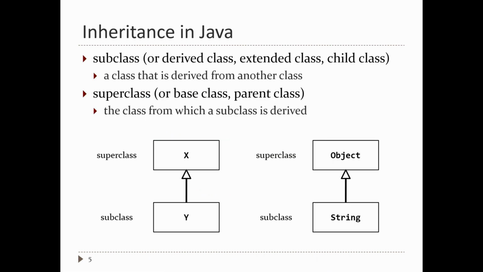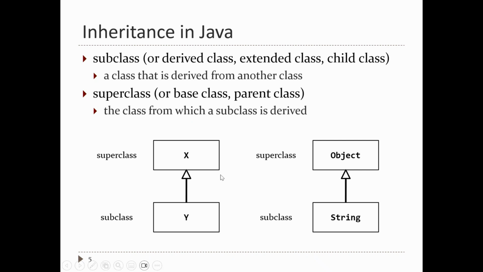Okay, so a subclass is a class that's derived from another class. So it's a class that's one level lower in the hierarchy. Sometimes it's one level or more lower. It depends on what the person means when they're talking about subclasses. You also see the terms derived class, extended class, or child class. They all mean the same thing. I'm going to try to use subclass and superclass. A superclass is the class from which a subclass is derived.